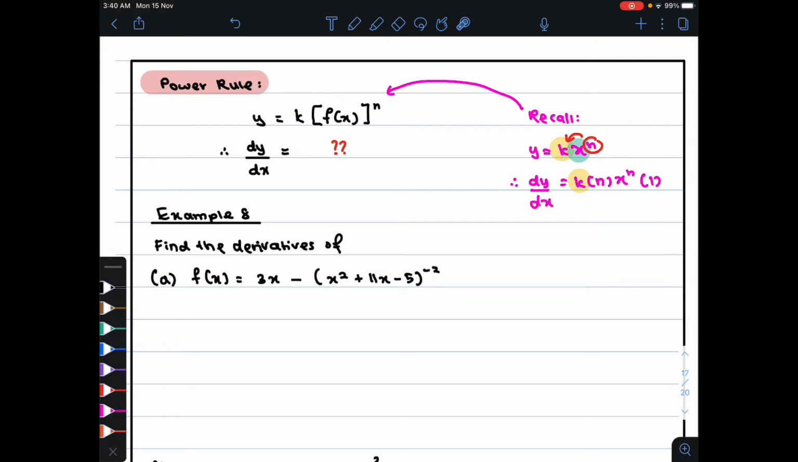So the extra step is to differentiate the function that has the power n. So that's why when you differentiate x, you will get 1. But 1 here can be ignored. So that's why it is just kn times x to the power of n.